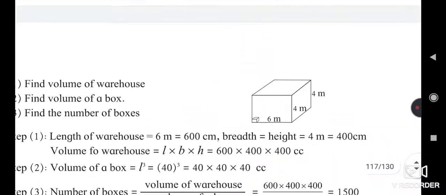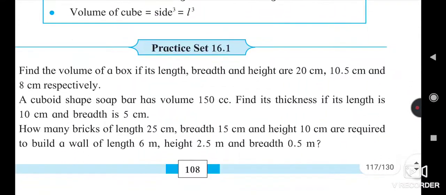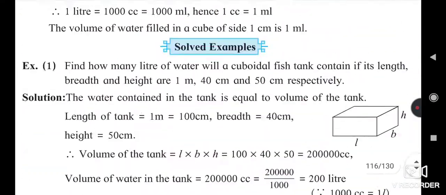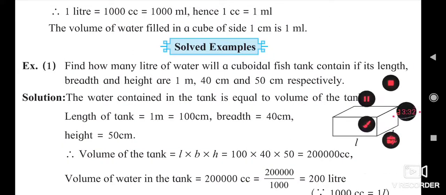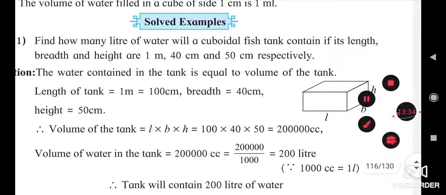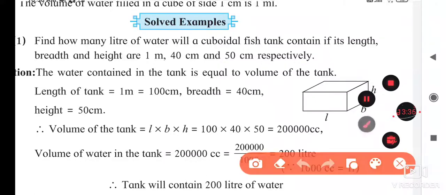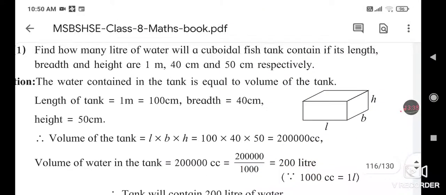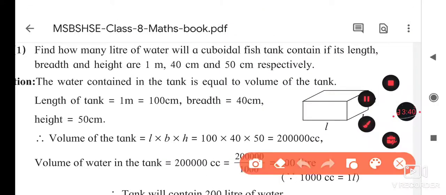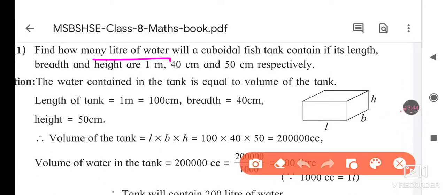Clear? Just now I told you how to derive the formulas, and then we will see the solved example which is given here. Find how many liters of water. They are asking how many liters of water there are, which means they are asking for capacity, so we have to find the volume of the cuboidal fish tank. This cuboidal fish tank is shown in the picture.